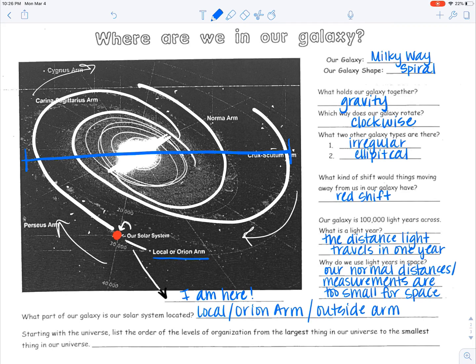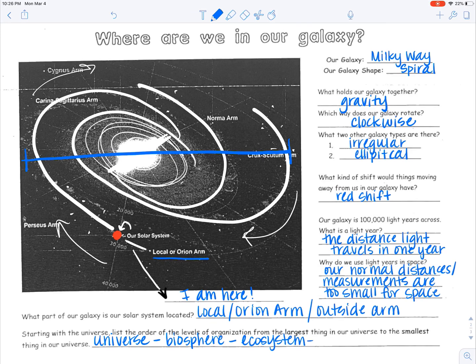And the last question says, starting with the universe, list the order of the levels of organization from the largest thing to the smallest thing. So this is kind of a review of something you guys learned in 7th grade. So if we start with the universe, what comes after that is our biosphere, and then ecosystem. And so this is what you guys talked about in 7th grade.